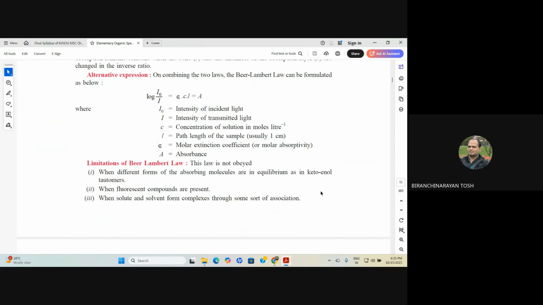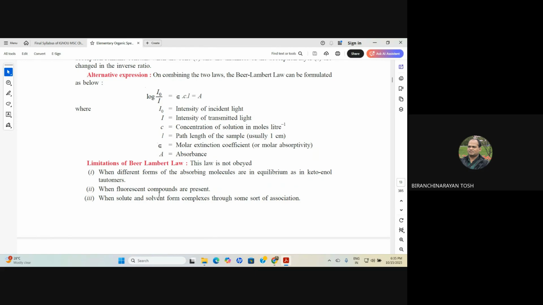So where the keto form will absorb, the enol form will absorb at a different wavelength. So then the absorbance there will change. So it will not depend upon the concentration. It depends, but the concentration we cannot measure. For example, if you are taking vinyl alcohol, how much of the sample is vinyl alcohol and how much percentage is acetaldehyde, that is difficult to find out. Then how will we find the thickness or concentration? So it is not applicable.